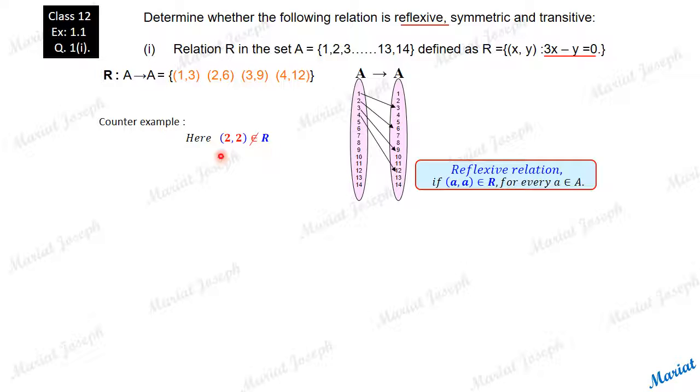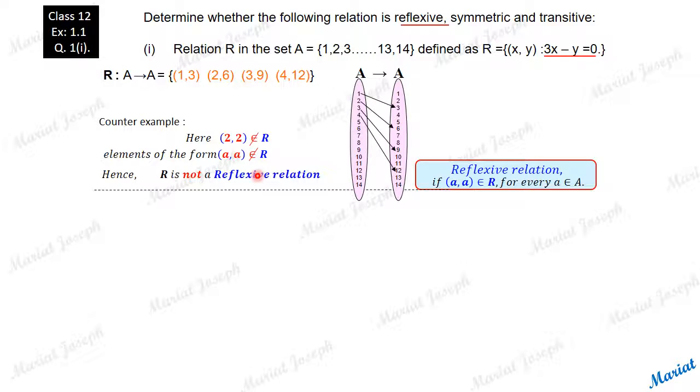(2, 2) does not belong to the relation. It goes as a counter example: an example that counters the definition, an example that goes against the definition. It proves that the elements of the form (a, a) do not belong to the relation. Hence, R is not a reflexive relation.